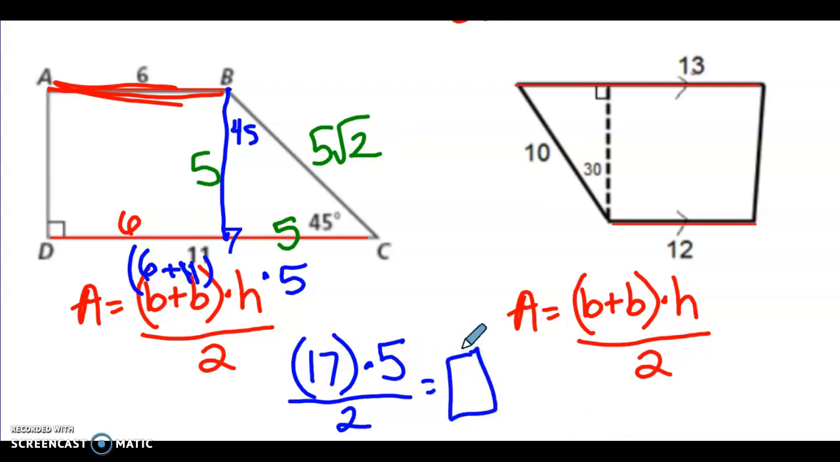All right, next one here. So 13 is one of my bases. So 13 is the base. Actually, no, it's not. 13 is just this piece from here to here. Okay, so we do need to find this piece. We do know this base, though, here would be a 12. So I can put a 12 in for that base. All right, so put in 12 for one of them. Got to find out the other base. And I still need to know the height as well.